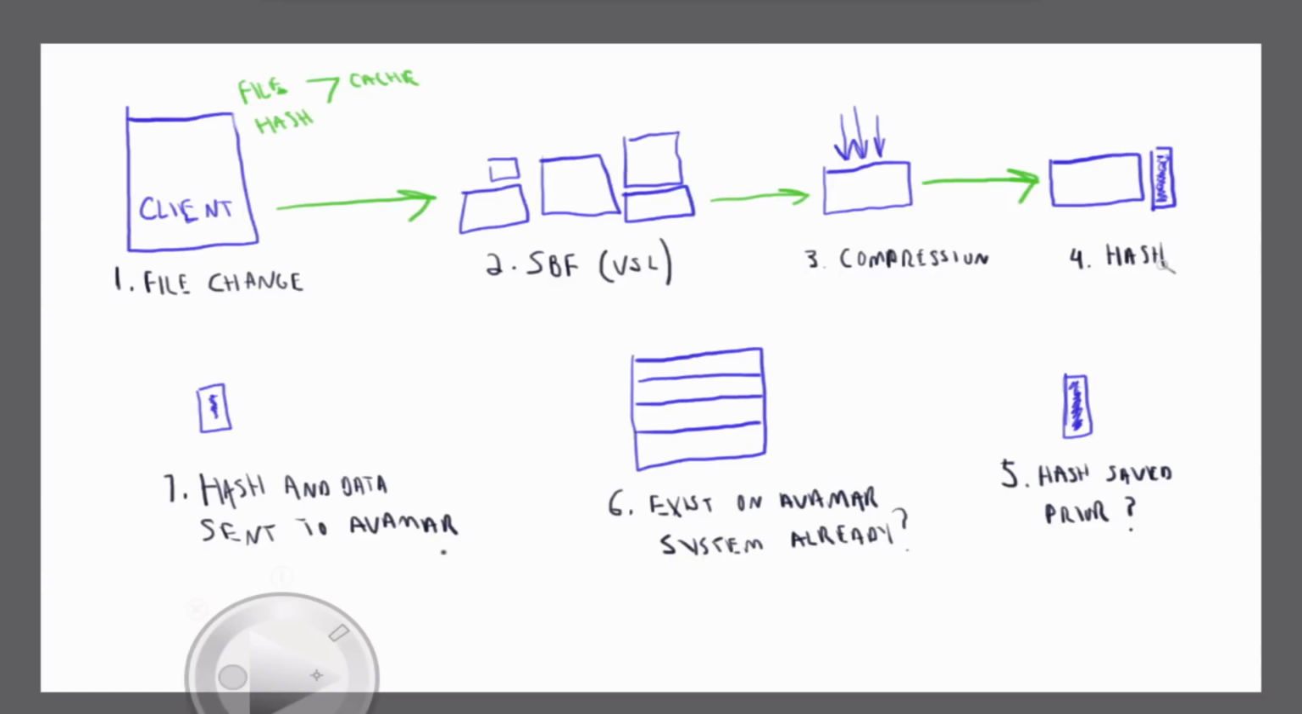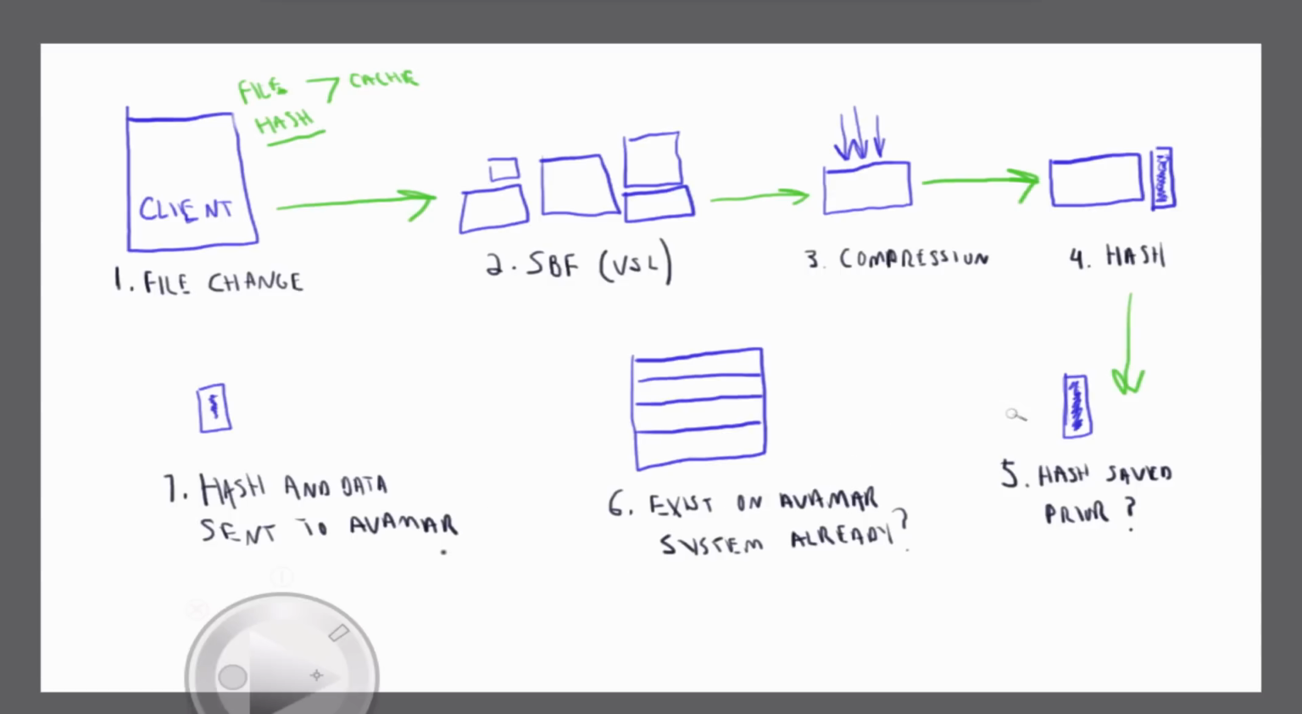And so once it's hashed, it'll look on that local hash cache file, and it'll say, well, have I sent this hash before? Have I sent this data in a smaller segment from either this file or another file, so that I don't have to send it again, because that would be a duplicate piece of data.